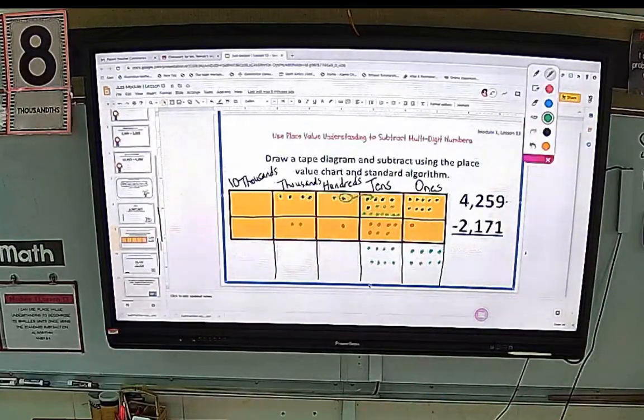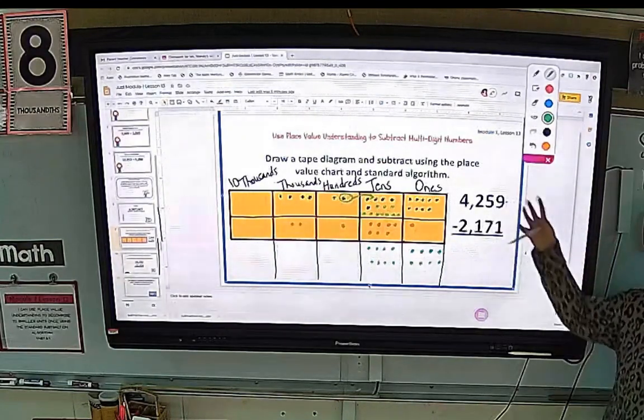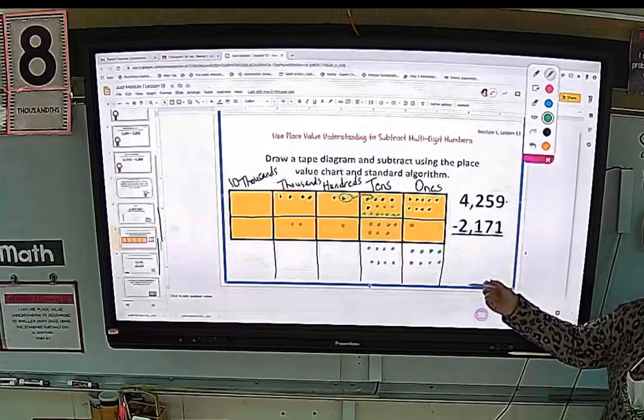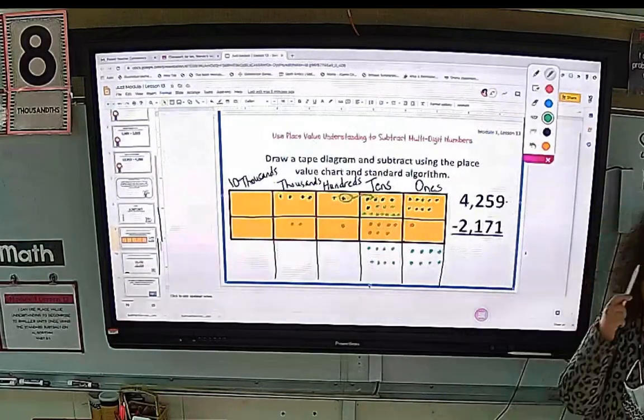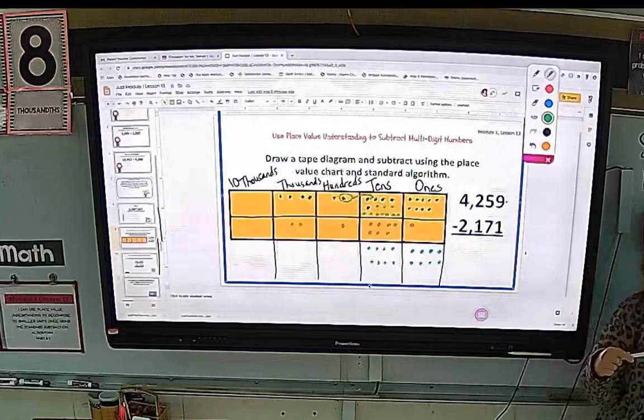Okay. Remember, this place value chart is what's happening behind the scenes when we do a problem like this. Okay. Are we going to draw that chart every single time? No. But I want you to get that visual in your head of what's happening.